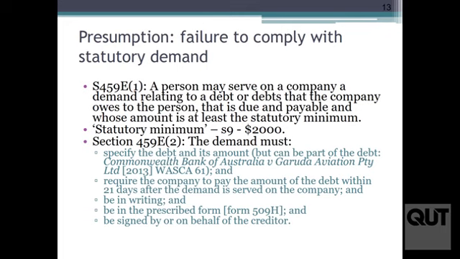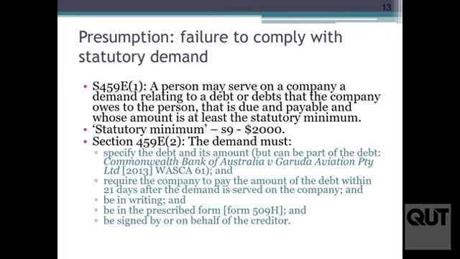So the rules around statutory demands are quite detailed, but they are set out in the legislation. So you need to read through the relevant sections. Section 459E(1) says that a person can serve on a company a demand relating to a debt or debts that the company owes the person that is or are due and payable, and the amount must be at least the statutory minimum, which is $2,000.